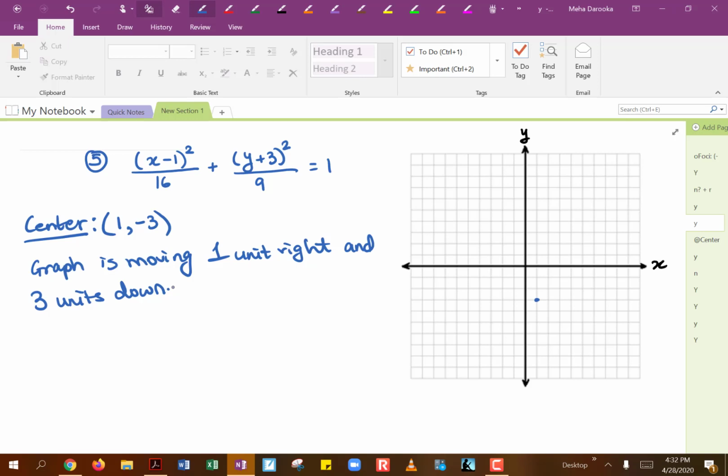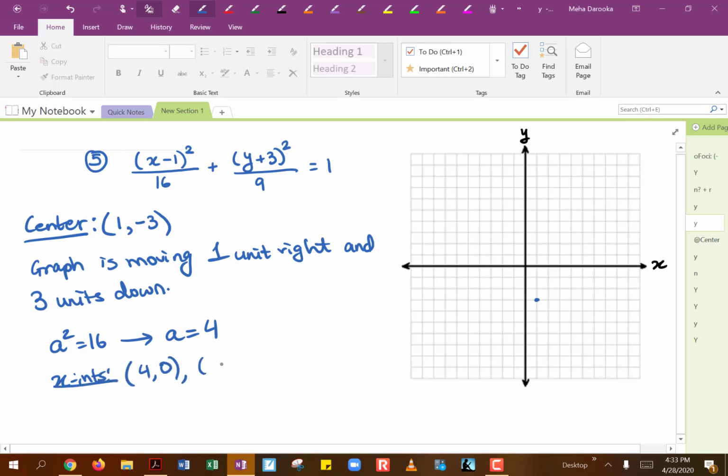So let's go ahead and find out what our original x and y intercepts will be and what they will become once we make this transformation happen. So the larger denominator is under x, so that's going to be our x intercepts. So a squared is 16, which means the value of a is going to be 4, right? Square root of 16 is 4. So that means our x-intercepts for the original function would have been at (4, 0) and at (-4, 0).